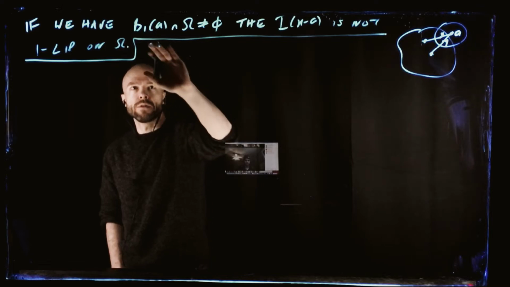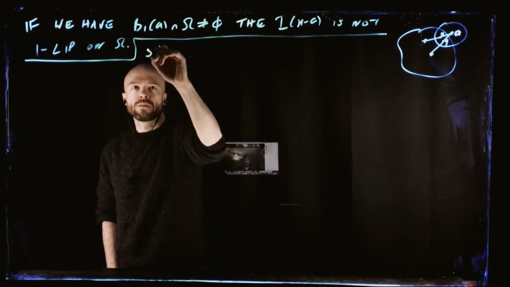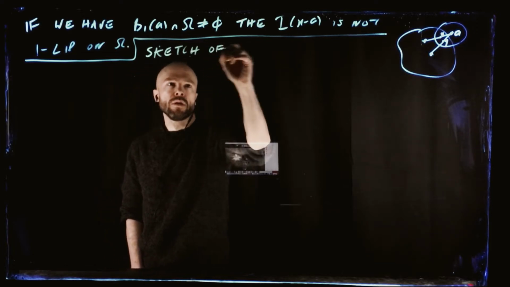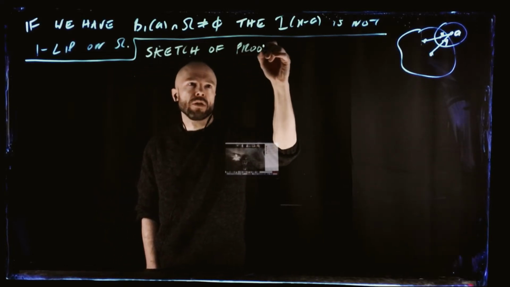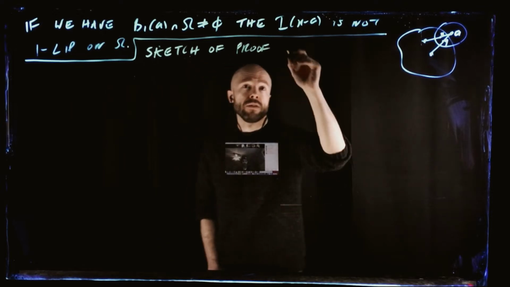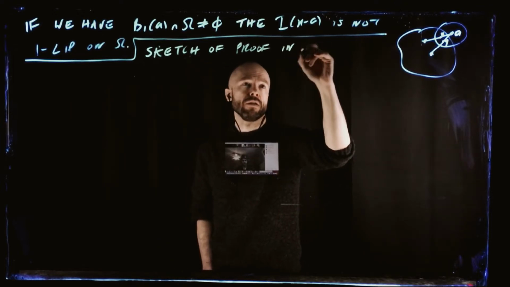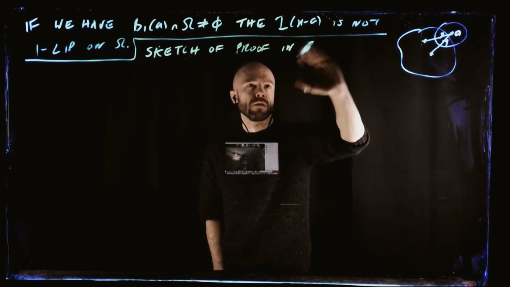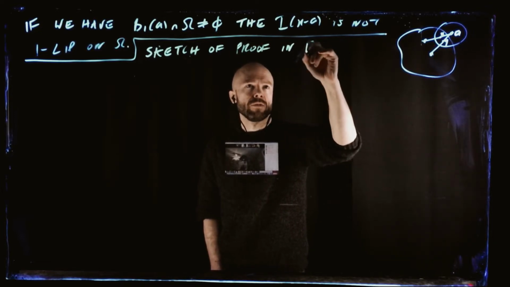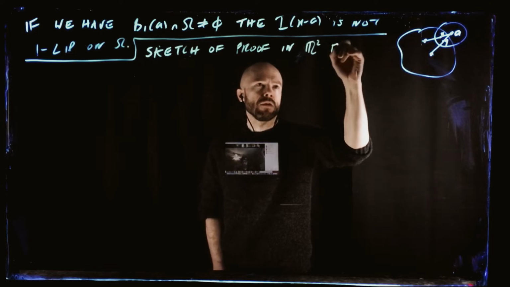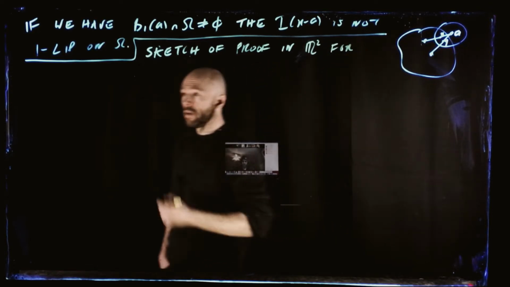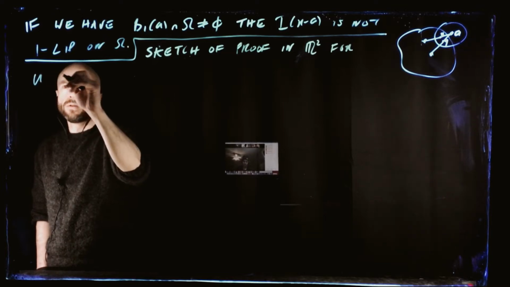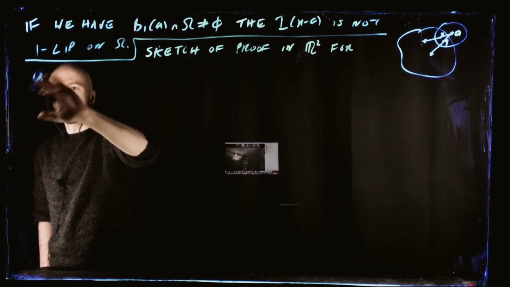So, sketch of proof. We're going to do this just in 2 dimensions, in R2. And we're going to make the assumption that U is actually globally invertible, for invertible U.